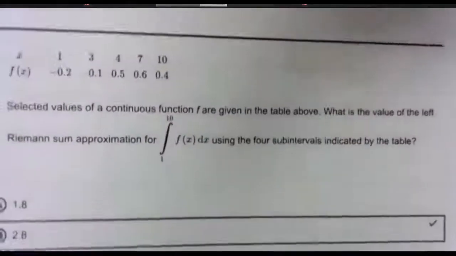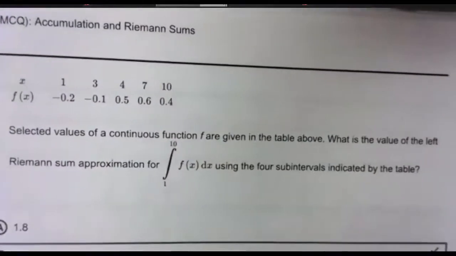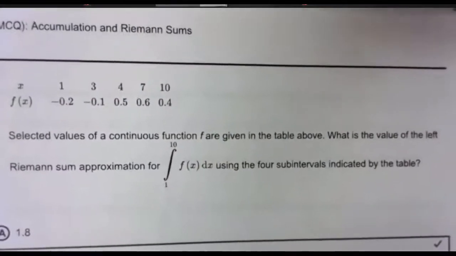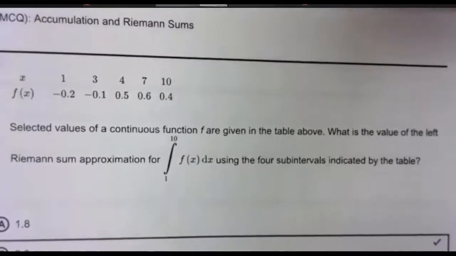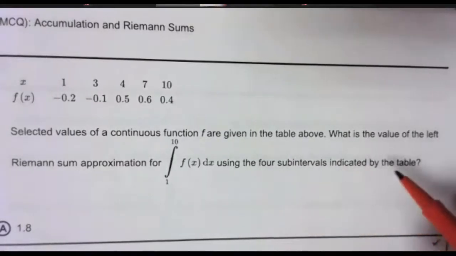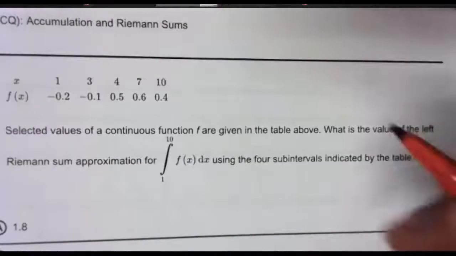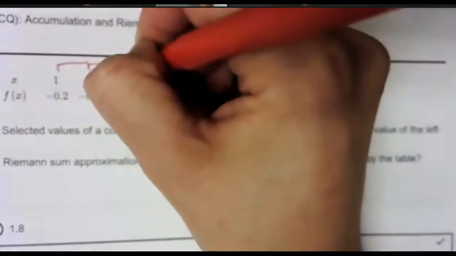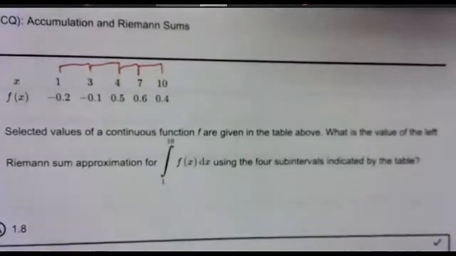Okay, so this is pretty much a standard RAM question. It said selected values of a continuous function f are given in the table above. What is the left Riemann sum approximation for this function from 1 to 10 using 4 subintervals indicated by the table? So if it says 4 subintervals by the table, then we're breaking this into 4 subintervals and they're not equally spaced.